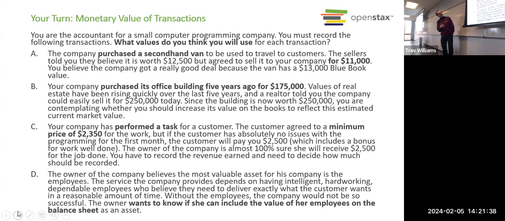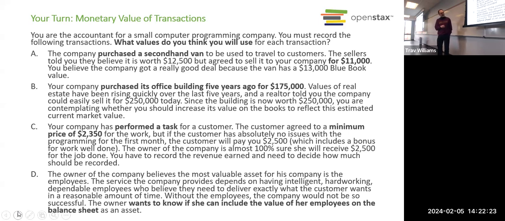We bought a building 5 years ago for 175,000. Today it's worth 250,000. Which amount is it going to show in our accounting records? 175,000. The original cost. Okay. Then we've done a task for a customer who's agreed to pay us $2,350. They might give us a bonus, but we're not completely sure that we're going to get the bonus. How much revenue would we record? The original amount they promised, or would we include the bonus? The original amount, right? Because of conservatism, we have to go with a more conservative amount.